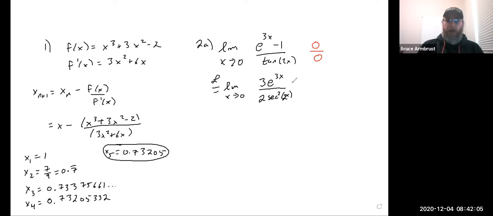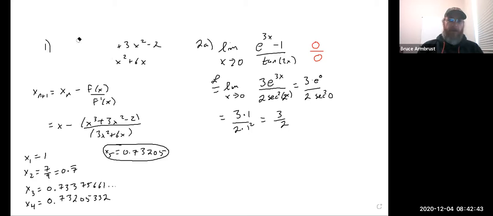And now if we plug in 0, we're going to get 3 times e to the 0 over 2 times secant squared of 0. Well, e to the 0 is 1. Secant of 0 is 1. So secant squared is 1 squared. And this ends up being 3 halves. So the limit of that one is 3 halves. Now, most people did just fine on that. It was 2b that was the bigger issue. So let me go ahead and erase over here. Any questions about 2a before we jump on to b?